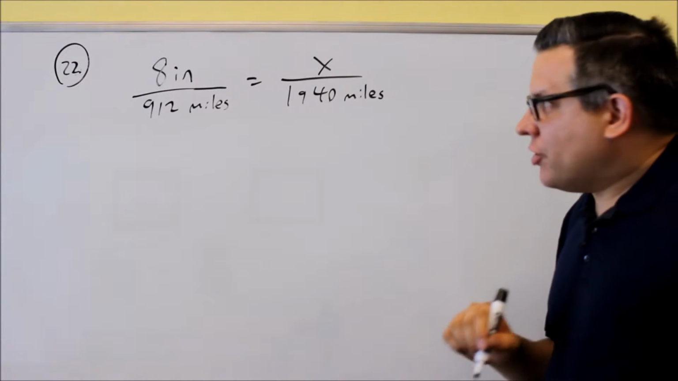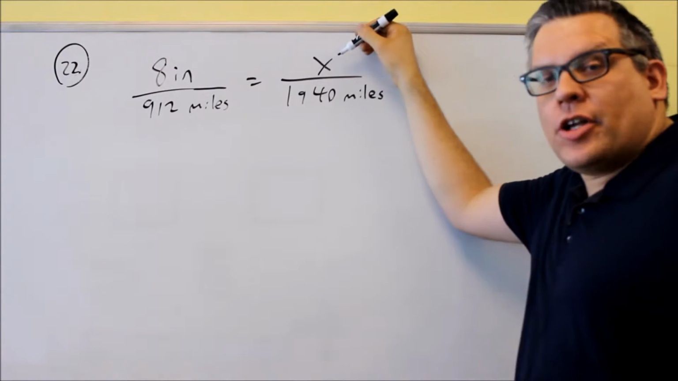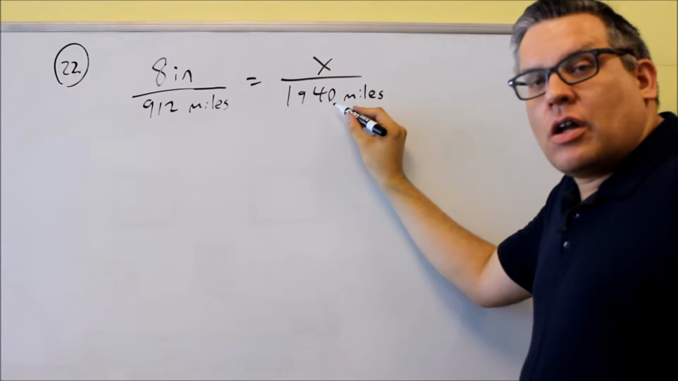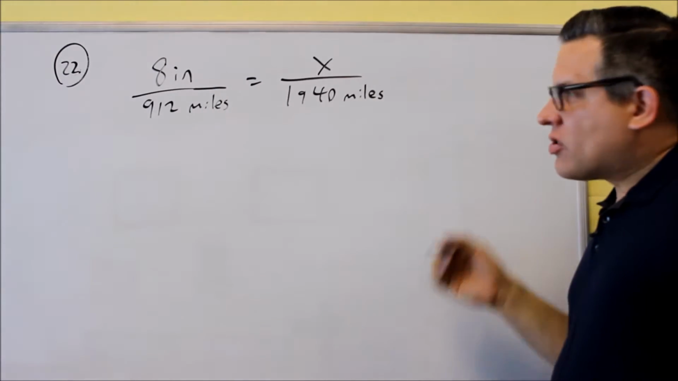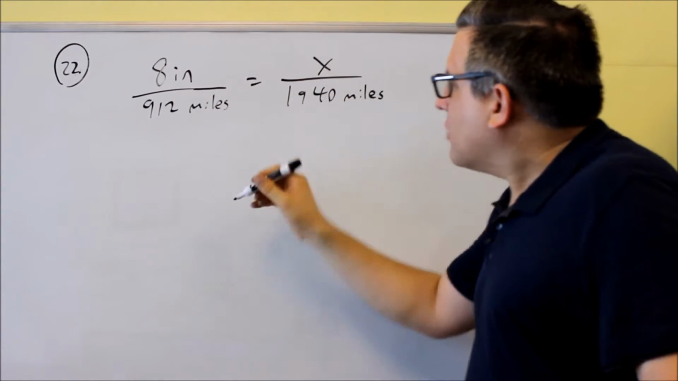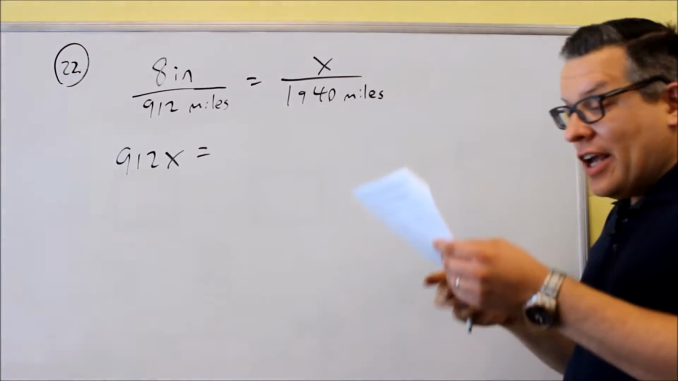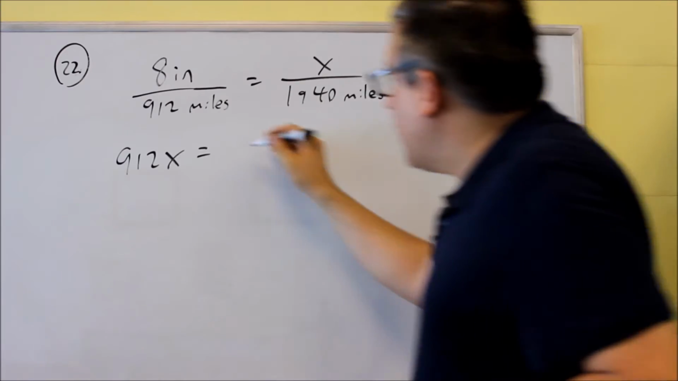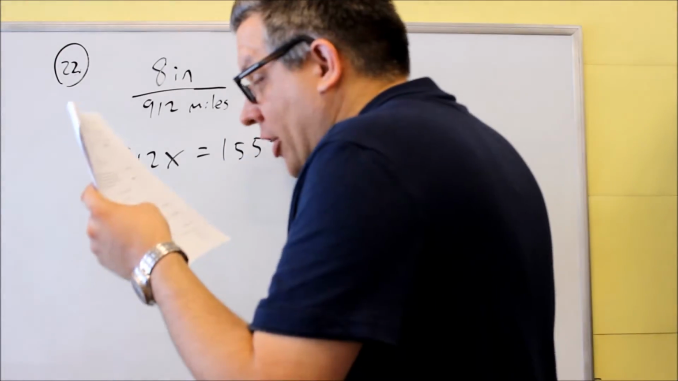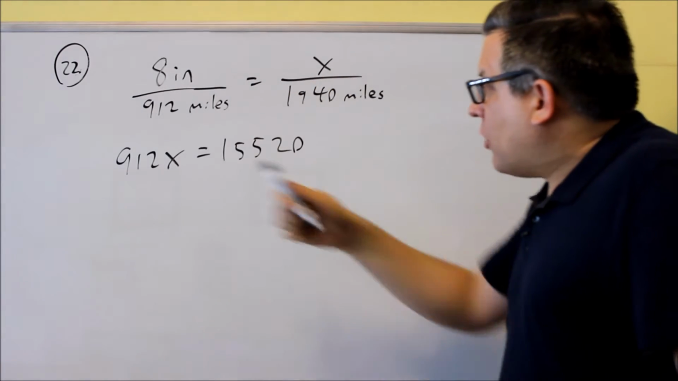So again, it's a proportion here. 8 inches on a map represents 912 miles. We want to know how many inches on the map represent 1940 miles. To solve this, what we're going to do is cross multiply. We're going to multiply these. I get 912X, and I'm going to multiply the 8 times 1940, and when I do that, I get 15520. Okay, so we cross multiply and we get this.